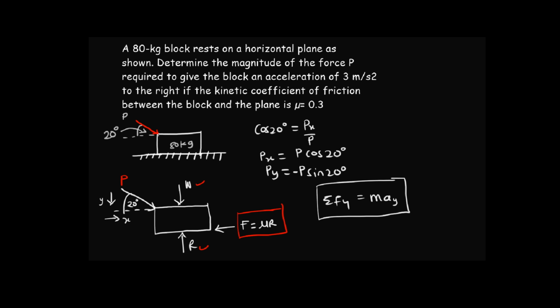When you consider the forces in the y direction, you are going to have weight, which is moving downwards, and then normal reaction, which is moving upwards. So that will be R minus the weight, and then apart from that we have the Py also, and that's also pointing downwards, so minus Py. All this will be equal to mass times acceleration in the y direction.